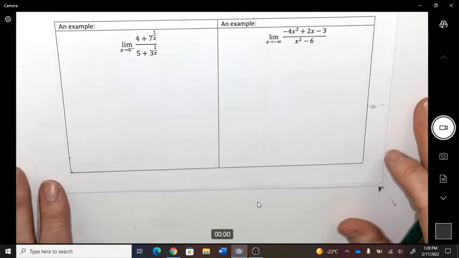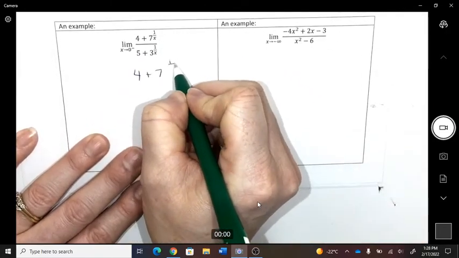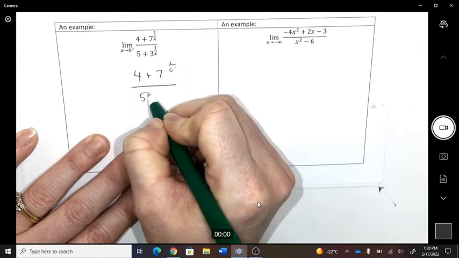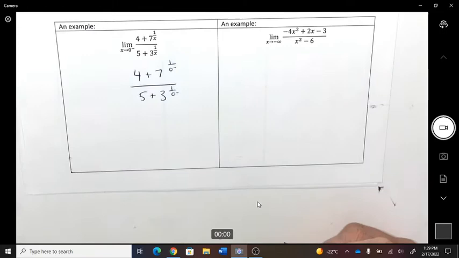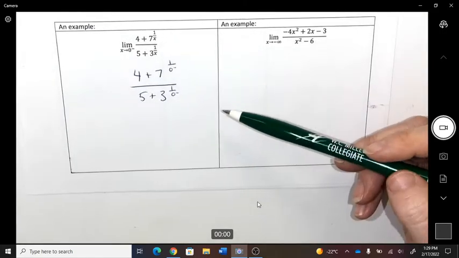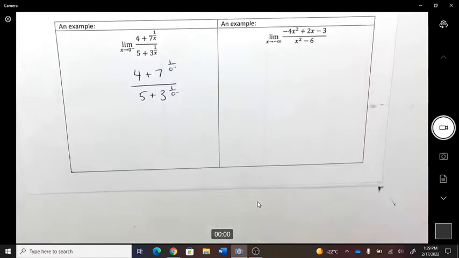So here's some examples of analyzing. So here's my thought process. You're going to get 2 points for every question. 1 point is for you showing me your strategy. 1 point is for your answer.